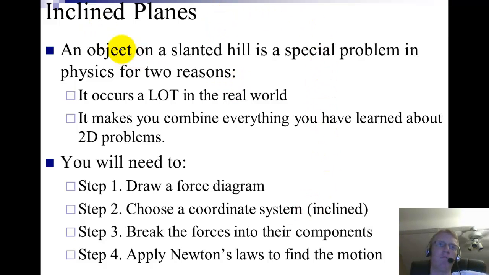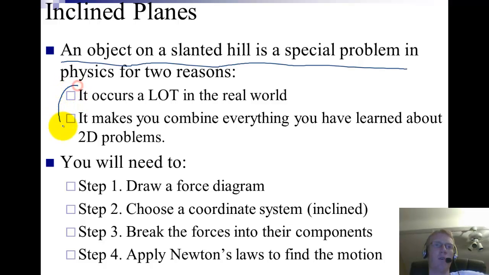So we're going to have some steps to follow when you're doing an inclined plane problem. So it's anytime you have an object on a slanted hill. All right, I just talked about why it's important. It occurs in the real world, and it makes you educated citizens. So there's a 4-step process to solving these problems.